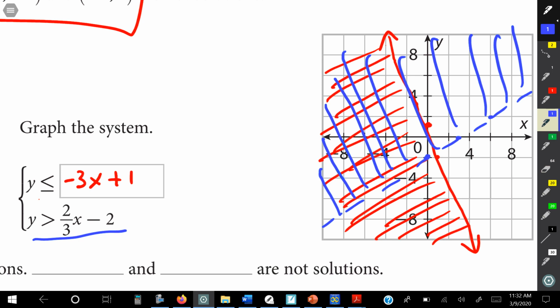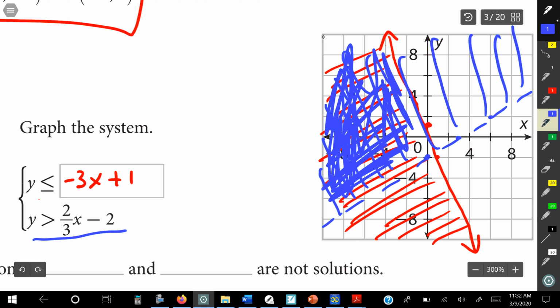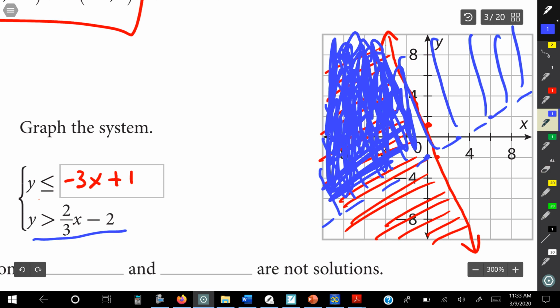Okay, and there's a couple ways to go about it. You could either erase the part that doesn't count, or you could just really shade in the other part here. I'm just going to really shade in this part here. But that is where the solution is, in that area. All right, let's take a look at another example.